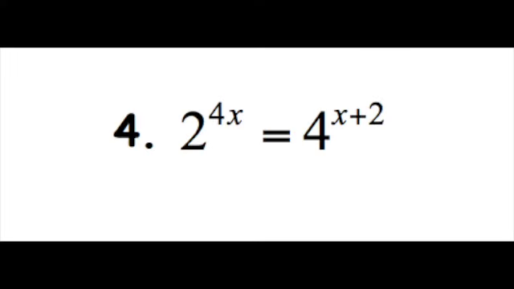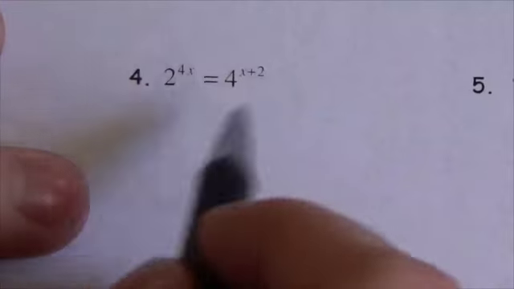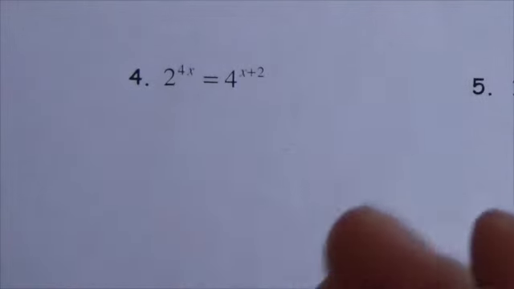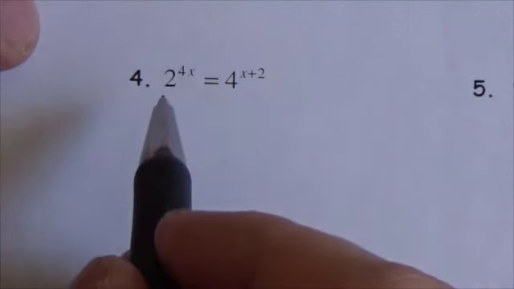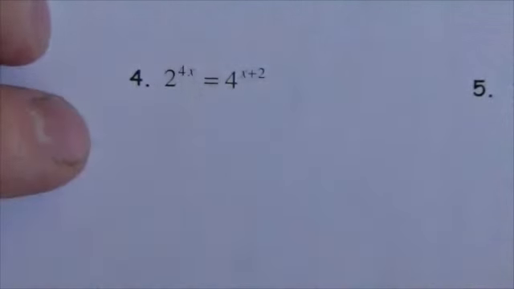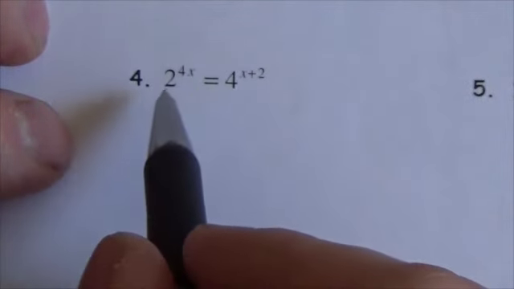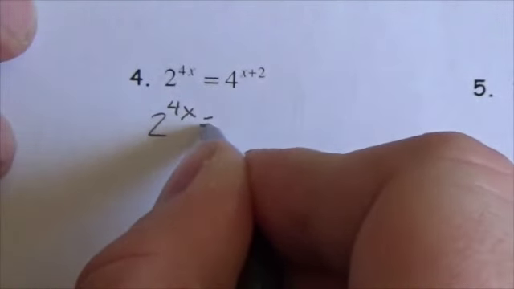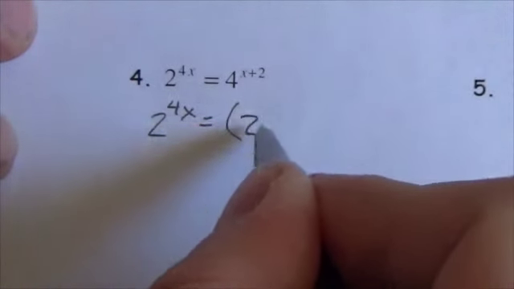2 to the 4x is equal to 4 to the x plus 2. All right, you can probably see here how the equations are starting to get just a little bit more complicated. We're kind of baby stepping into some more complicated work here. Look at the bases. Ignore the exponents right now. Doesn't matter. Look at the bases. I've got 2 and 4 here. The common base is going to be 2. So I don't really need to do anything to the left-hand side. That one's good.